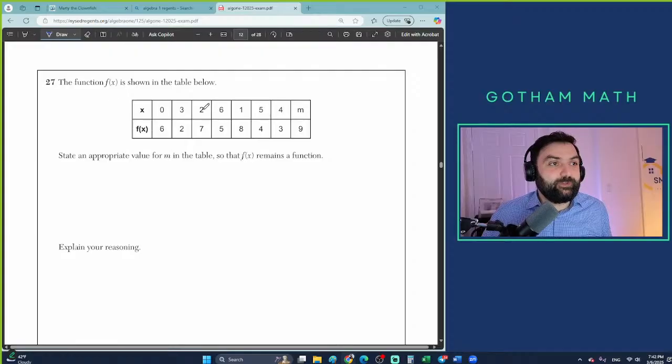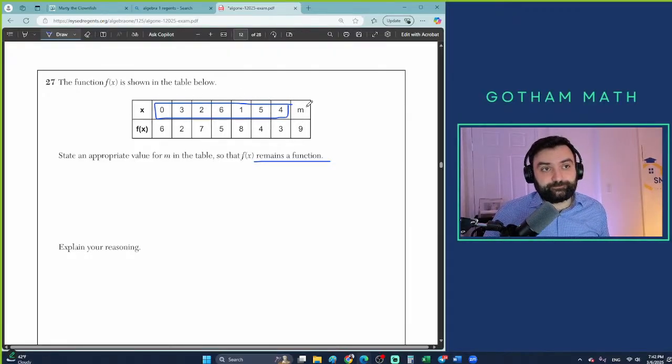The function f of x is shown in the table below. Okay, so we have a table, x, f of x. Pretty standard. State an appropriate value for m in the table so that f of x remains a function. What do we know about that? Well, we know that in a function, x's cannot repeat. So we have 0, 3, 2, 6, 1, 5, 4. So basically any number other than the numbers on the top.